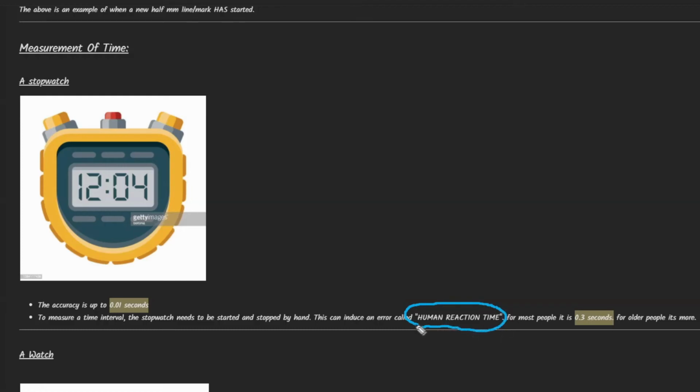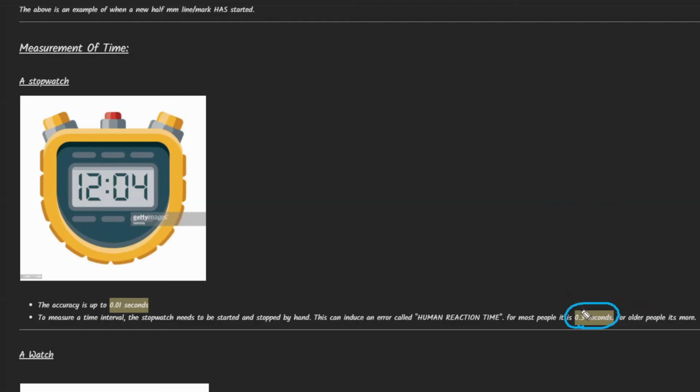This error is actually quite similar to the parallax error we talked about earlier, where the parallax error was obviously a visual error looking down. We need to make sure that we look vertically down onto the ruler. The human reaction time error is exactly what the word says. It is the human reaction time problem, where some people may have different reaction times than you, right? People have different reaction times. For example, an old person would have a different reaction time than, let's say, a young person. They'll have a longer reaction time. So for most people, the reaction time is actually 0.3 seconds. You don't really need to know this, but it's just general knowledge. And for older people, it's much more.